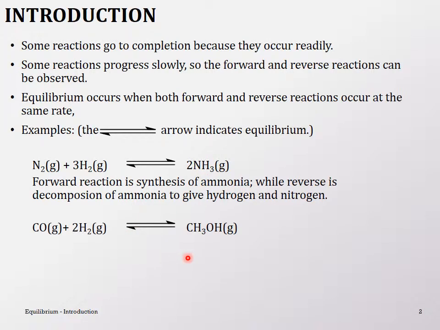And then here also with methanol, you can have carbon monoxide plus hydrogen to give you methanol. On the other hand, methanol can also decompose to give carbon monoxide and hydrogen. So these two are both equilibrium reactions. How do you know which one is which? The only way you can tell is by arrows. Okay, so these arrows tell us that we have equilibrium. The straight yield arrow tells us that we have just a forward reaction.